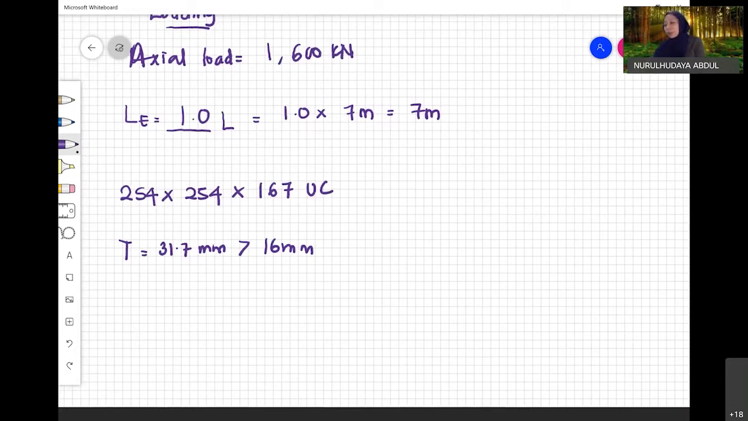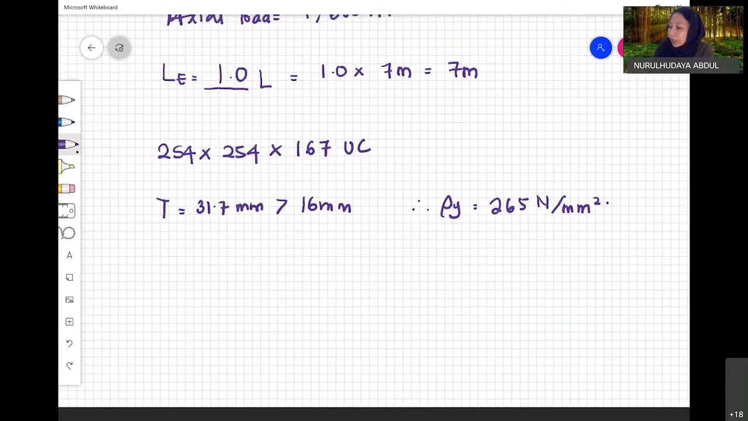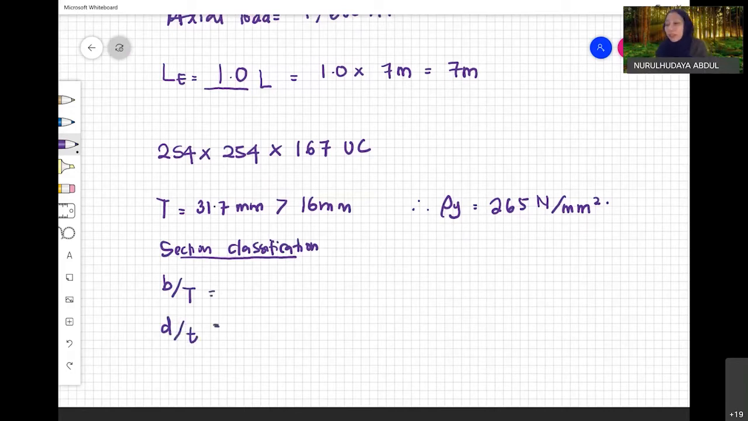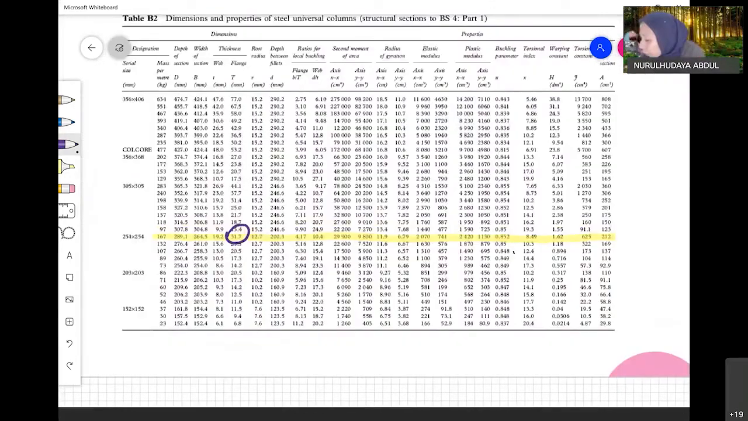Okay, PY will be 265. And then we need to classify the section. Section classification. We need to find the value as usual, B over T and D over T, kita kena tengok berapa value dia. Section classification maksudnya kita kena tengok dekat UC table again, table of properties of UC. B over T is 4.17 for flange and for web D over T is 10.4.